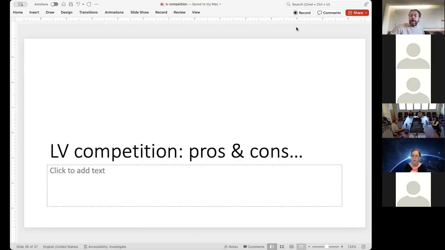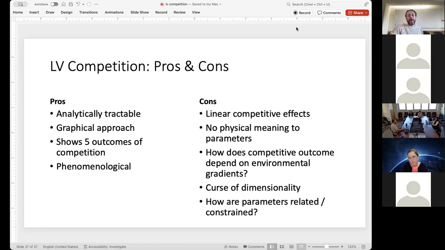All right, so now I just have to wrap up because we only have 1 minute here. So, to set the stage for the rest of the seminar: Lotka-Volterra competition, pros and cons. I'm not dogmatic. Lotka-Volterra competition has been good for 100 years, and we're going to keep on using it. It's analytically tractable. We have our graphical phase plane analysis. It showed us these outcomes of competition, including some that we probably wouldn't think of without the model, like founder control. And it's phenomenological. That's actually a pro. That just means that if you need a model of competition and you don't want to get too detailed with how they compete, use Lotka-Volterra.